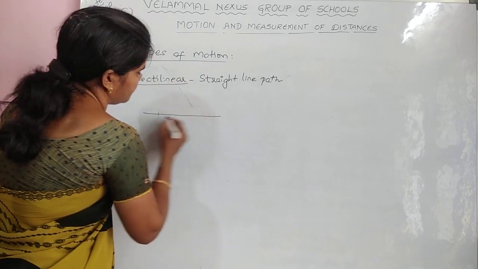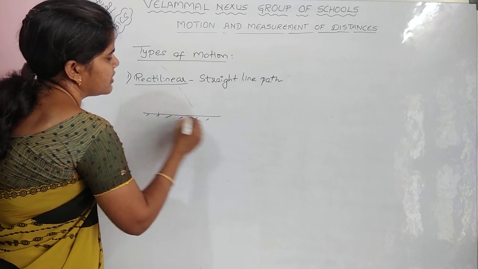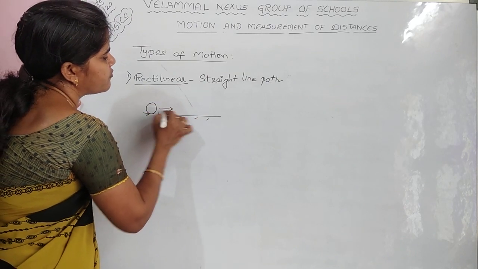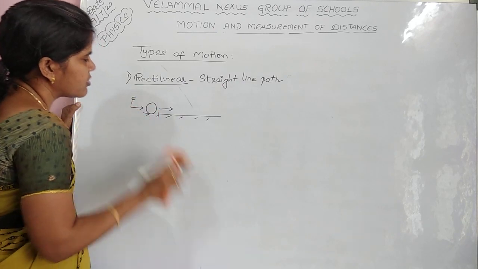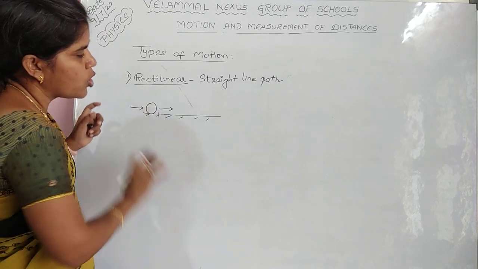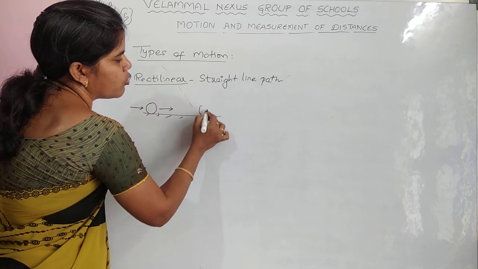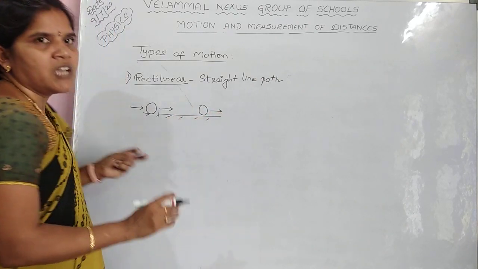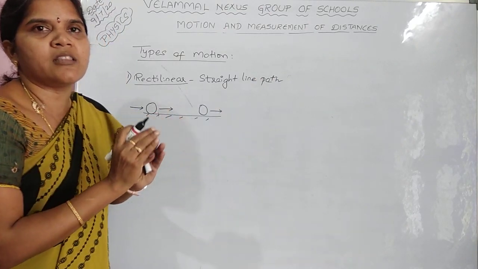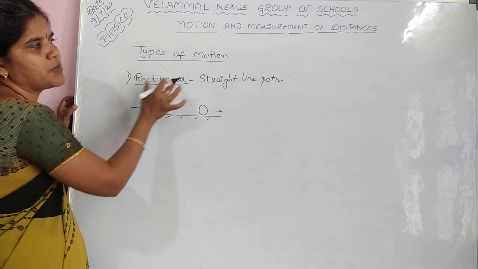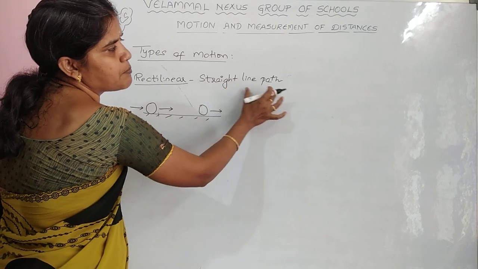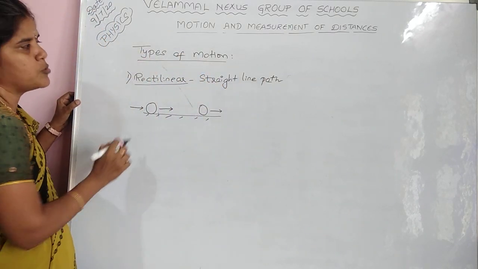Suppose there is a floor. If I allow a ball to roll on the floor, if I apply some force, or if I push a body to roll on the floor, the ball will be moving like this. If the ball moves in a straight line path, then such a motion is called rectilinear. Rectilinear motion means if a body covers a straight line path, then we say it is rectilinear motion.